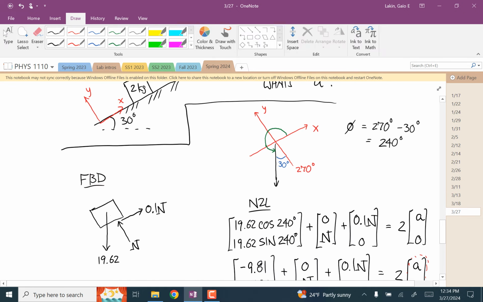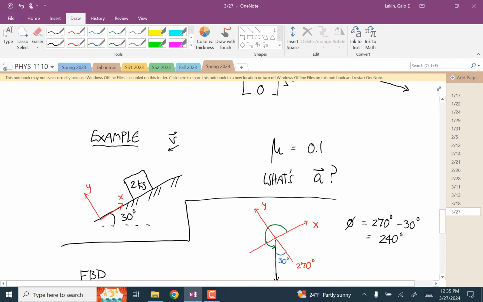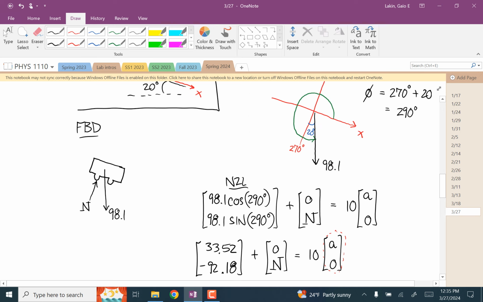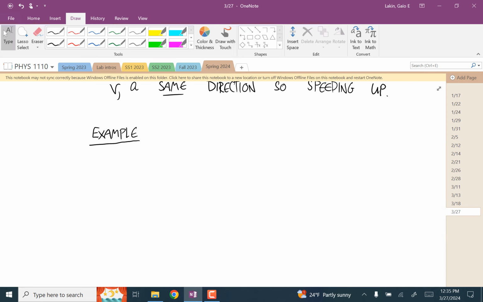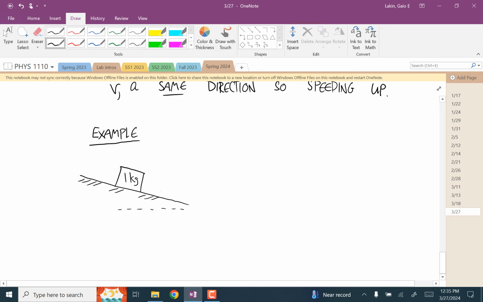Let's do a similar problem. Let's say we have a block like this. Mass is 1 kilogram. Let's say this angle is 15 degrees. And let's say at this instant it's sliding down the ramp.